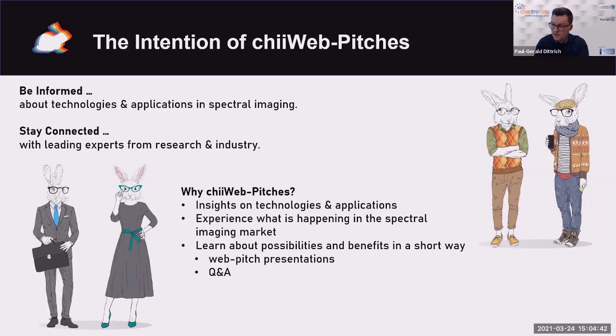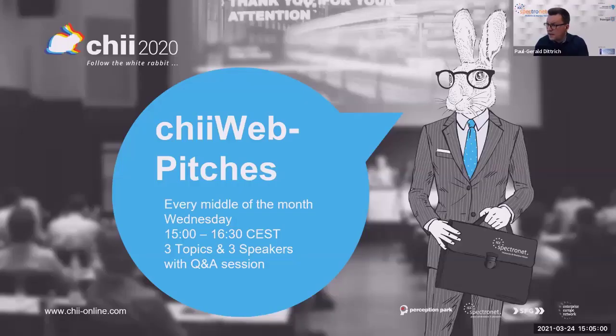Today we have web pitch presentations and a question and answer round, where you can ask the speakers all the questions you want using the question and answer functionality of the conference system. Chi web pitches will run from now on every middle of the month on Wednesday, 3 p.m. to 4:30 Central European time. Free topics, free speakers, and you have the chance to ask questions.